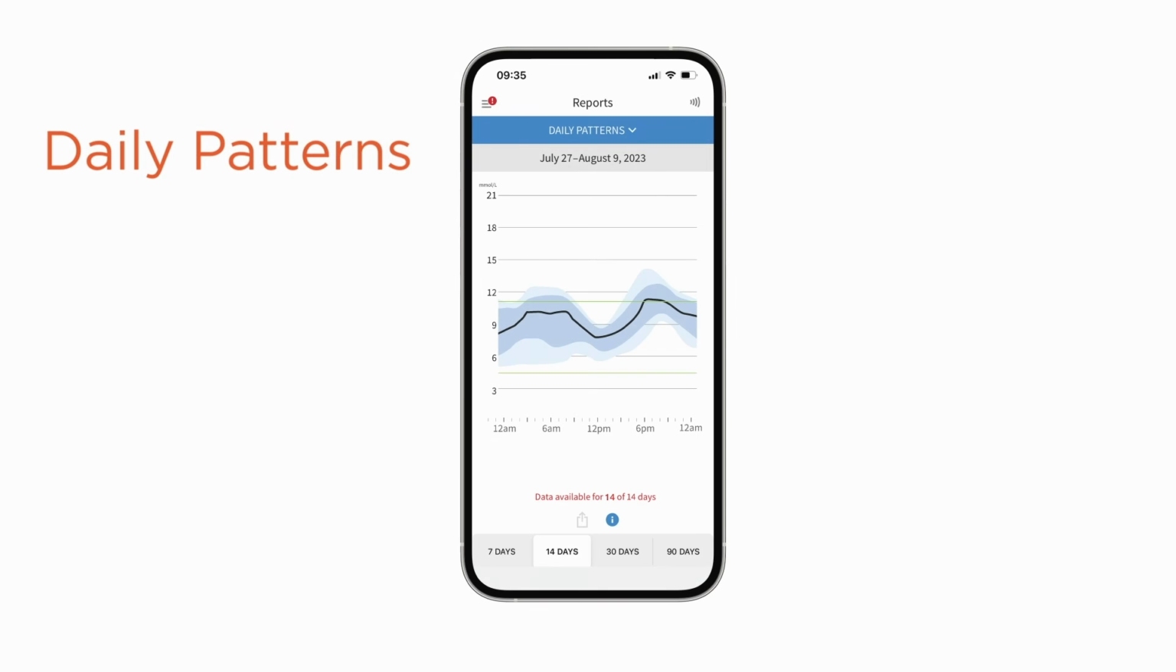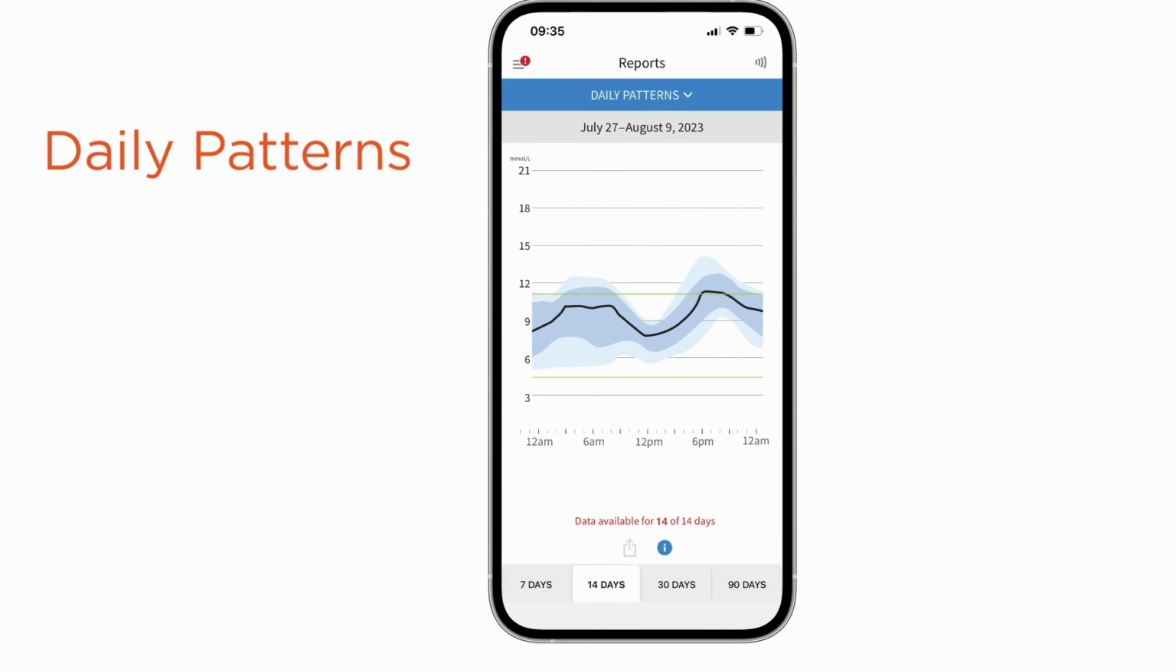The daily patterns report shows you a summary of your glucose on a typical day. Your sensor is reading your glucose every minute. That's a lot of information. This report helps summarize information on one simple graph. You can choose how the information is summarized by selecting 7, 14, 30, or 90 days. I suggest you look at your last 14.